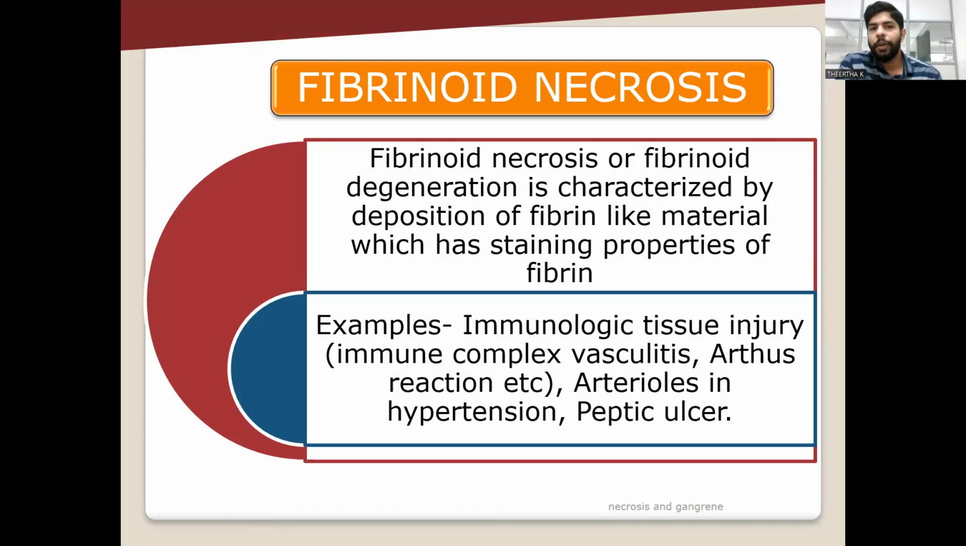Fibrinoid necrosis or fibrinoid degeneration is characterized by deposition of fibrin-like material which has staining properties of fibrin. Its examples include immunological tissue injury, arterioles in hypertension, and peptic ulcer.